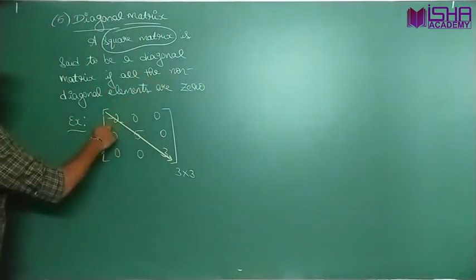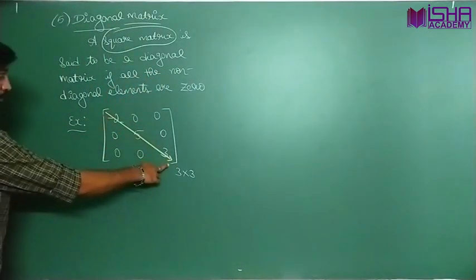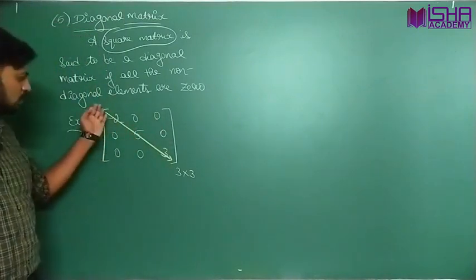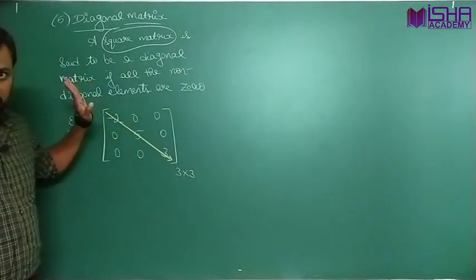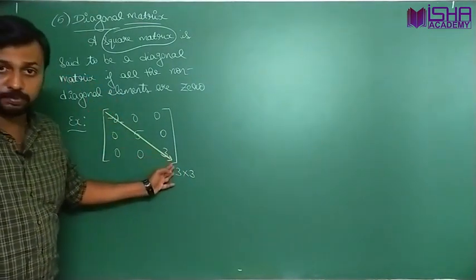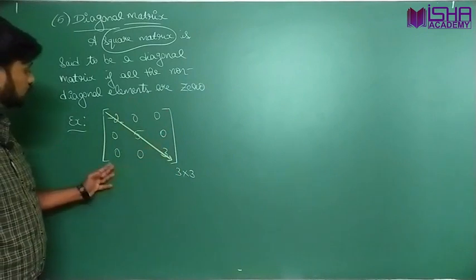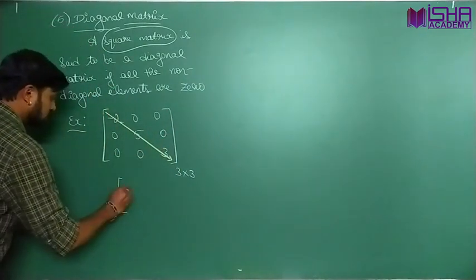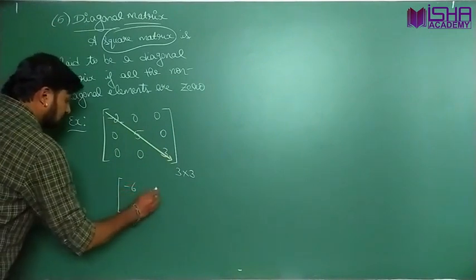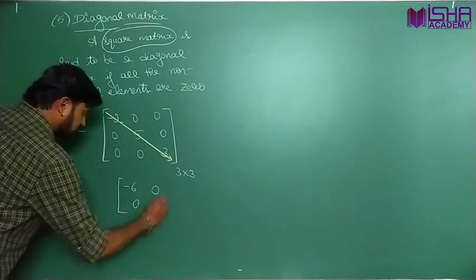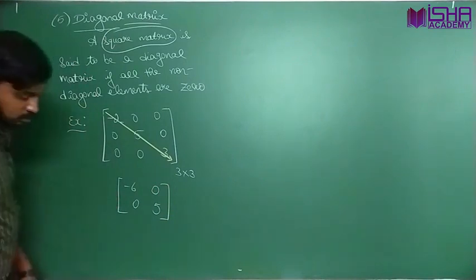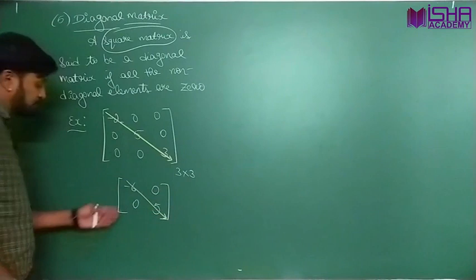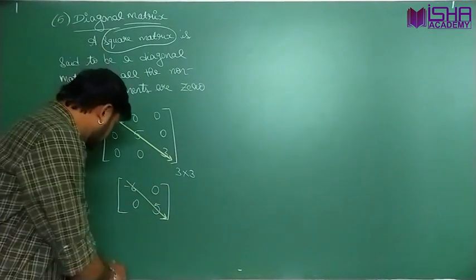So if all the non-diagonal elements, other than the diagonal elements, are zero, then it is called a diagonal matrix. That means only the diagonal elements should be present. Clear? Only the diagonal elements should be present. All the other elements should be zero. Now similarly, if I write a 2 cross 2 matrix, -6 0 0 5, this is also a diagonal matrix. Why? Only the diagonal elements are present. Other than this, all the other elements are zero.